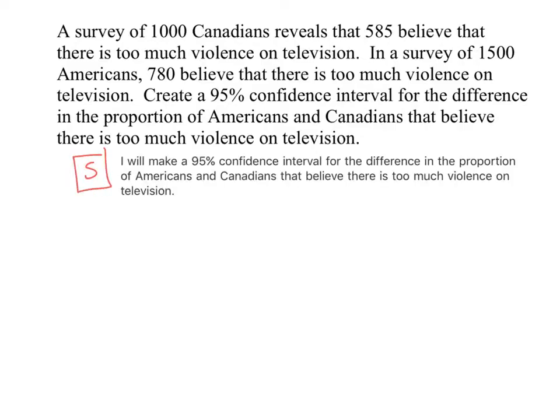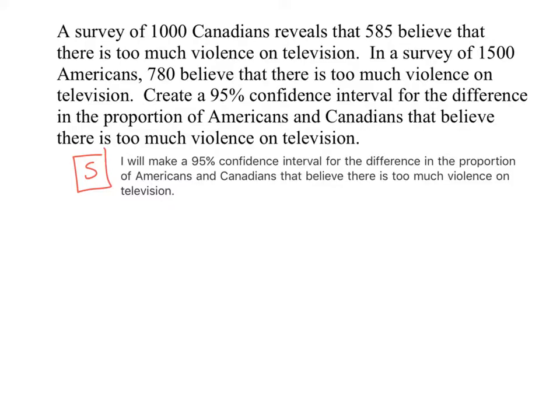You can see I've kind of restated what we were asked to do. Again, we talked yesterday, remember, this is doing the difference in the proportions. Okay, so we'll make a 95% confidence interval for the difference in the proportions of Americans and Canadians that believe there's too much violence on television.